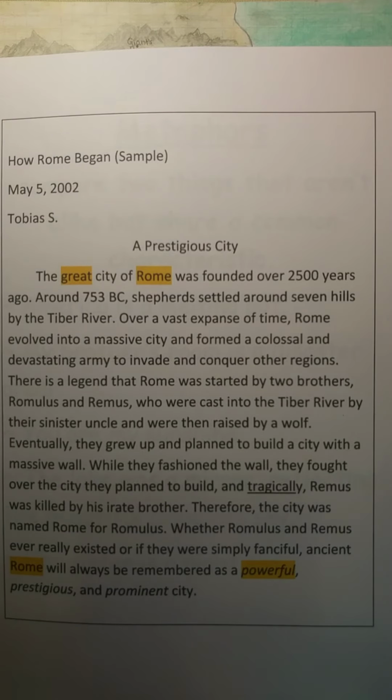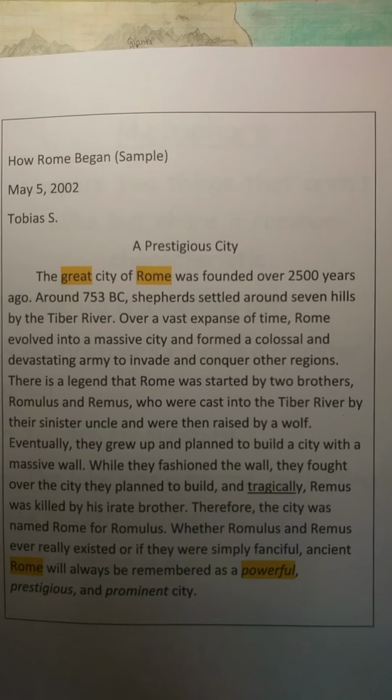There is a legend that Rome was started by 2 brothers, Romulus and Remus, who were cast into the Tiber River by their sinister uncle and were then raised by a wolf. Eventually, they grew up and planned to build a city with a massive wall. While they fashioned the wall, they fought over the city they planned to build, and tragically, Remus was killed by his irate brother. Therefore, the city was named Rome for Romulus. Whether Romulus and Remus ever existed, or if they were simply fanciful, ancient Rome will always be remembered as a powerful, prestigious, and prominent city.